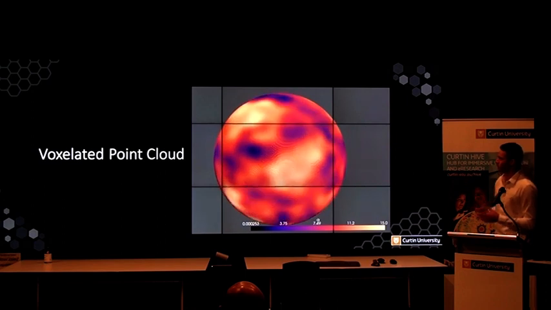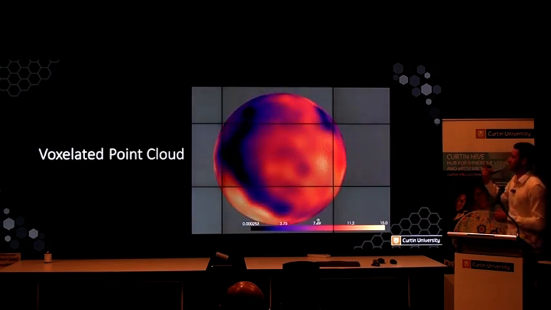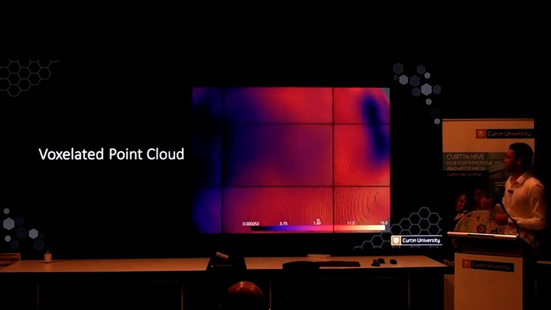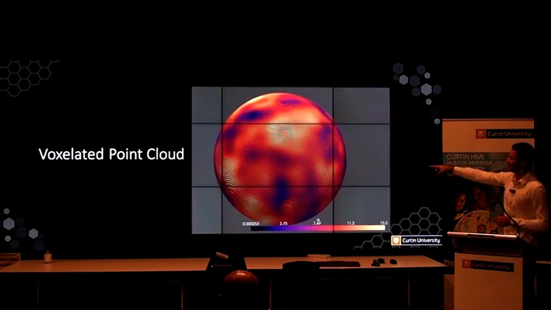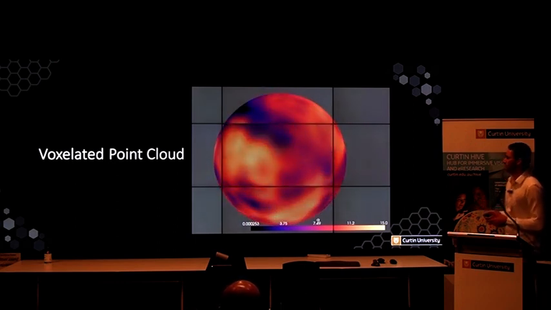So this was the actual voxelated point cloud. You can see some of the outside, you can see some of the actual cubes themselves. It's a similar image, but instead of having the points, sorry, I might have zoomed in too much, it's got the cubes themselves now instead of the points.